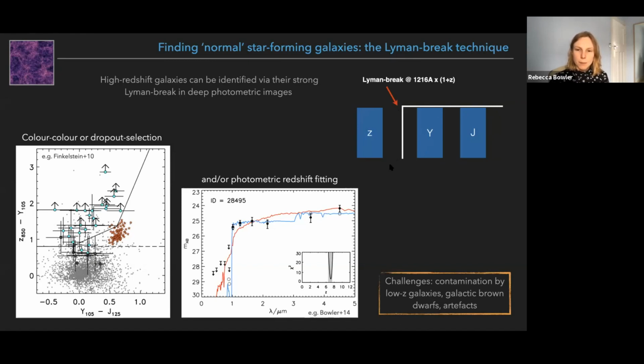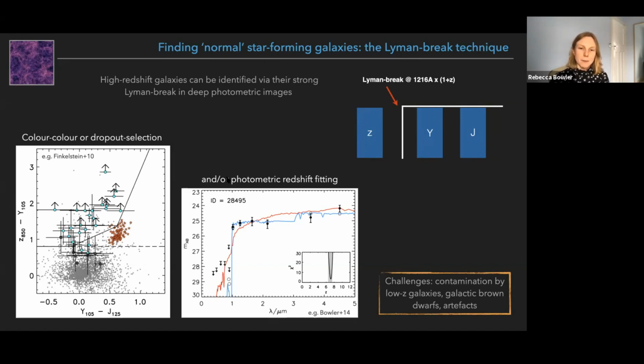So this is just an example of how we actually do this in practice, just taking the example of a Redshift 7 galaxy here, which has a break around 1 micron. For a Redshift 7 galaxy then, we would expect to have a detection in the Y and the J band here and not in the Z band. So this is a red optical filter and these are the near-infrared filters.